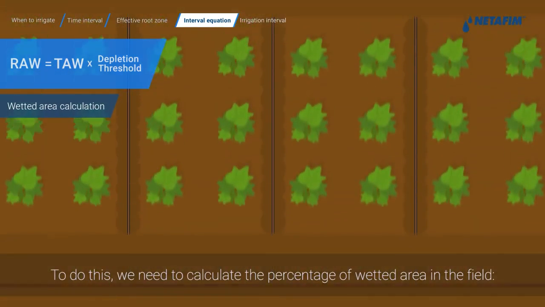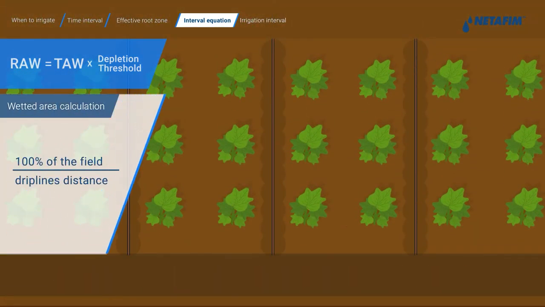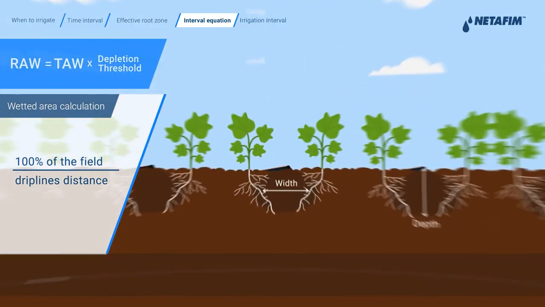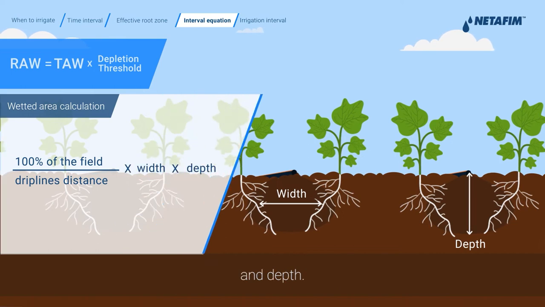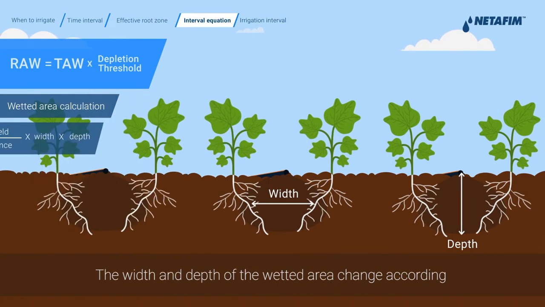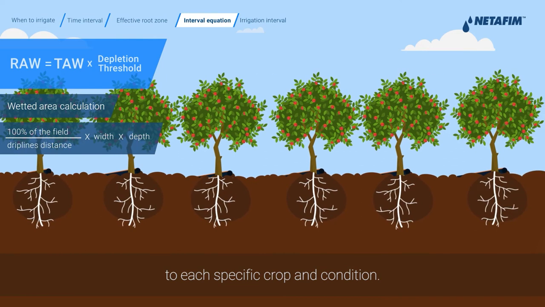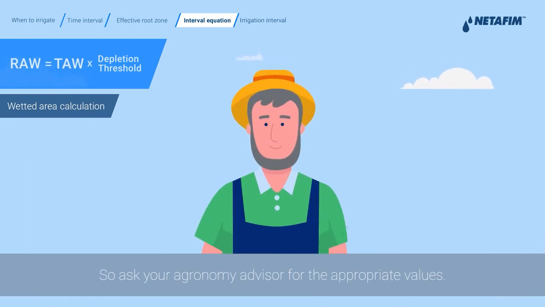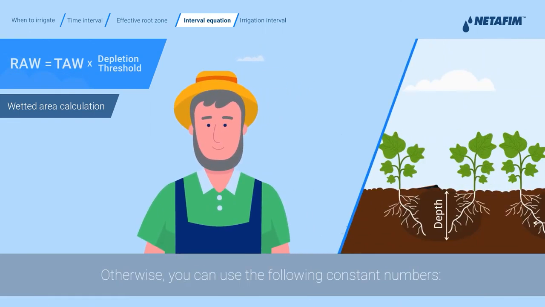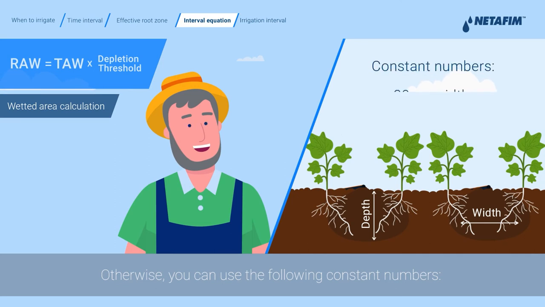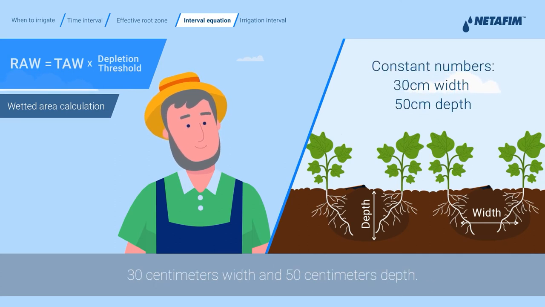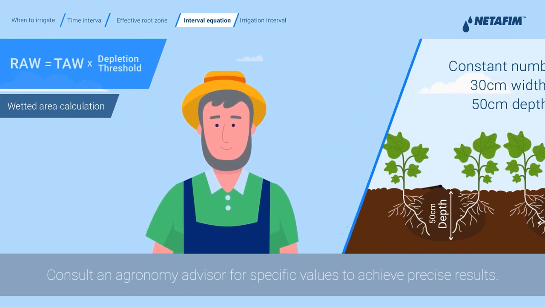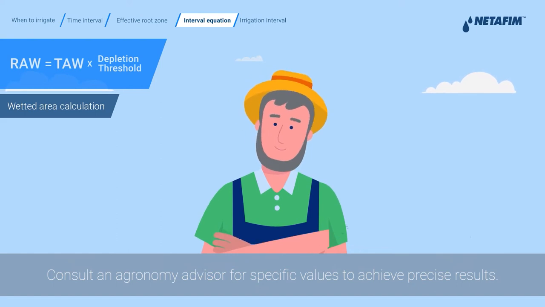To do this, we need to calculate the percentage of wetted area in the field. 100% of the field divided by the distance between the dripper lines, multiplied by the wetted area's width and depth. The width and depth of the wetted area change according to each specific crop and condition. So ask your agronomy advisor for the appropriate values. Otherwise, you can use the following constant numbers: 30 centimeters width and 50 centimeters depth. Those numbers are generic and will help you make a general calculation. Consult an agronomy advisor for specific values to achieve precise results.